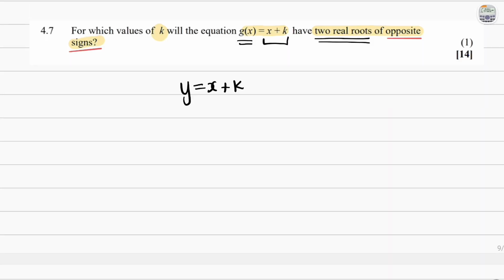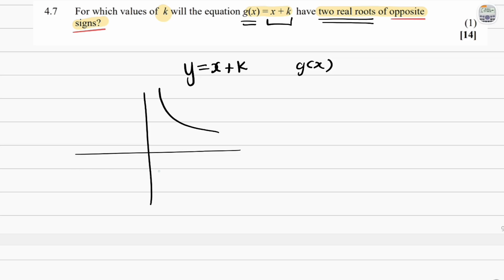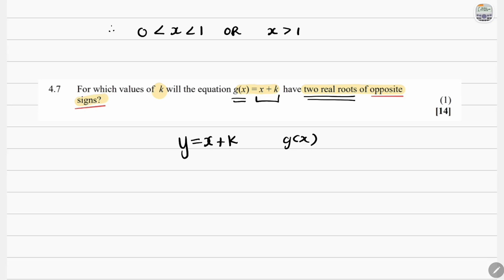Because it's a hyperbola with a straight line, a hyperbola and a straight line intersect because this is x plus k, and it's being equated to the g of x graph. So just a rough sketch quickly, you have your graph of g of x, and the way it looks like that. When we're referring to the roots, we're just referring to the x values at which these two graphs intersect. So this is a root over here. This is another root. Those x values of their points of intersection, those are what they are referring to as roots.